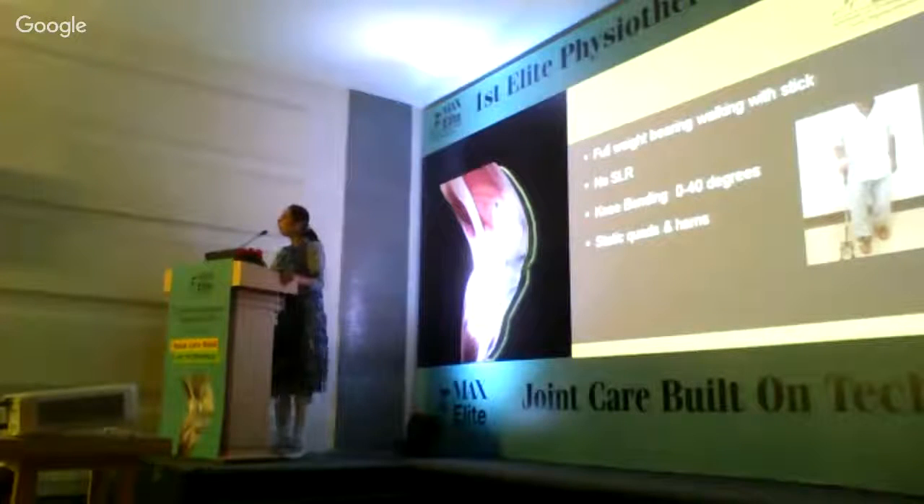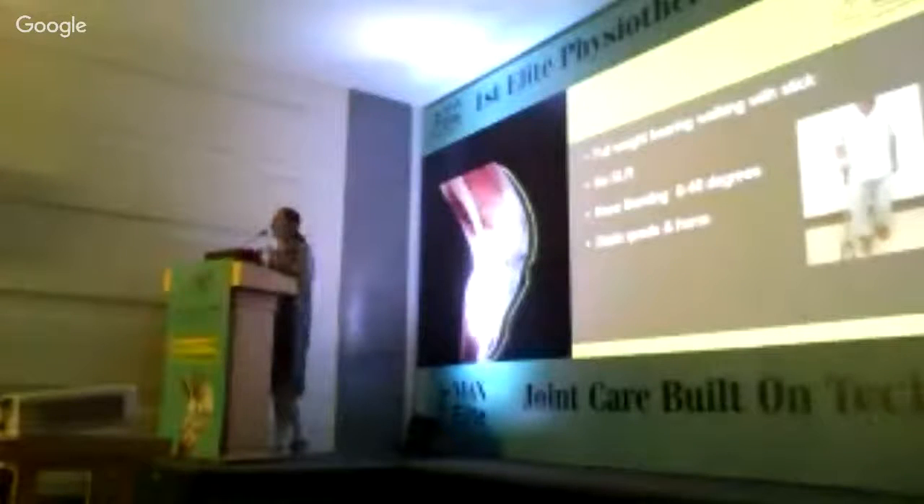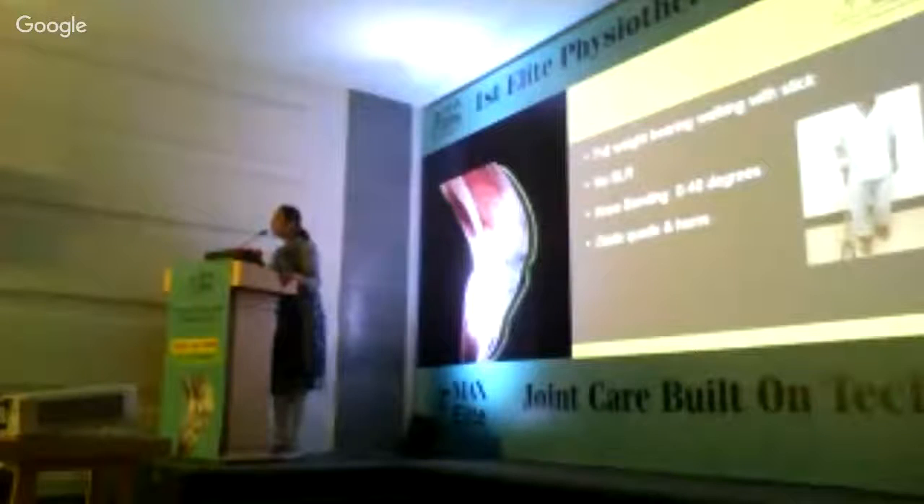Full weight walking with a stick, the patient starts walking the next day after the surgery. No SLR: that is the reason we avoid straight leg raises in sportspersons for at least 6 weeks, because, as I mentioned, straight leg raises are an open kinetic chain exercise. In early rehabilitation of ACL patients, closed kinetic chain exercises are the first to start with. Then we proceed to open kinetic chain exercises, because if you start with open kinetic chain exercises in early rehab, it can lead to anterior laxity. So we want to go step by step. That's why no SLR at first.